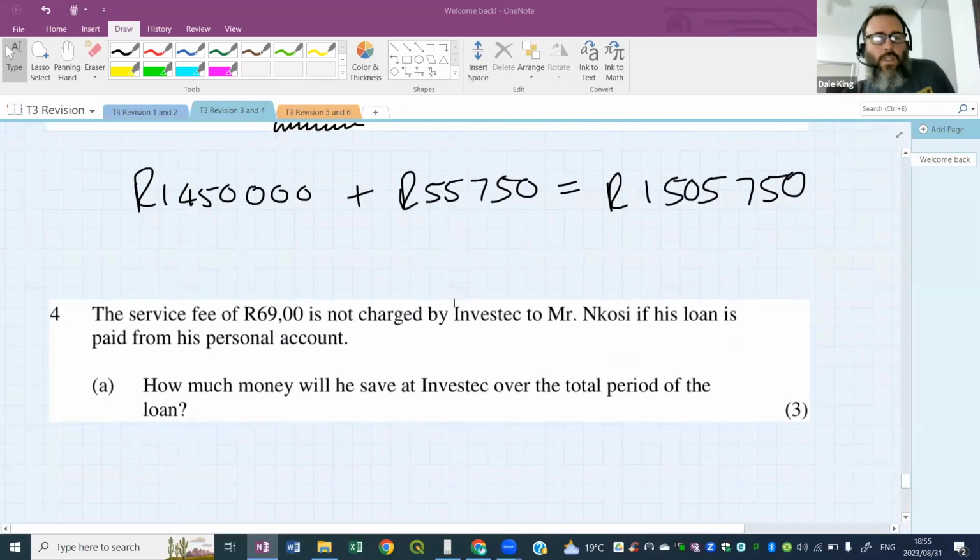The service fee of 69 Rand is not charged by Investec to Mr. Nkosi if his loan is paid from his personal account. How much money will he save at Investec over the total period of the loan? So if he has an Investec account, he doesn't have to pay 69 Rand a month. In fact, we're going to end with this question.